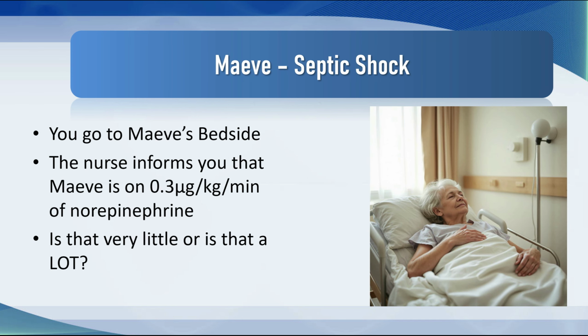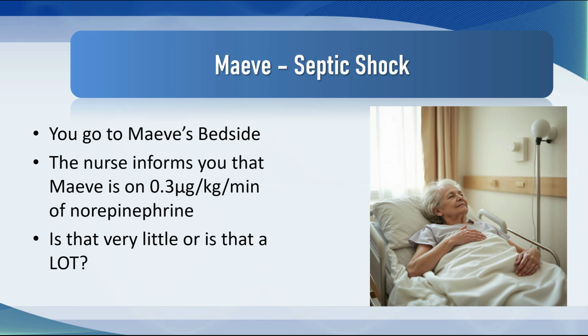Now, it may happen that you go to Maeve's bedside and the nurse informs you that Maeve is getting 0.3 micrograms per kilo per minute. In the world I grew up in, I don't know what to make of this because nobody has talked to me about mics per kilo per minute for norepinephrine. They've been talking about mics per minute for the last 30 years, unlike, say, dopamine or dobutamine, where we've always used mics per kilo per minute.